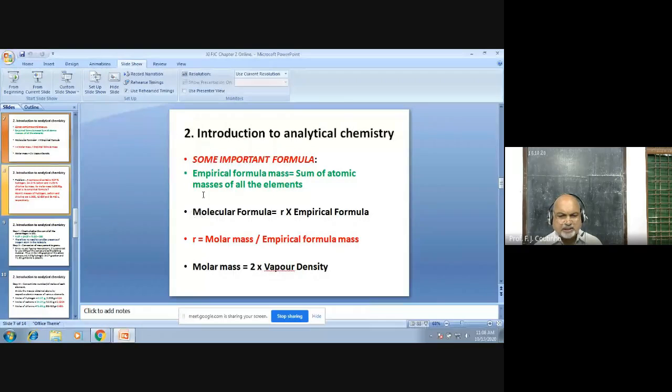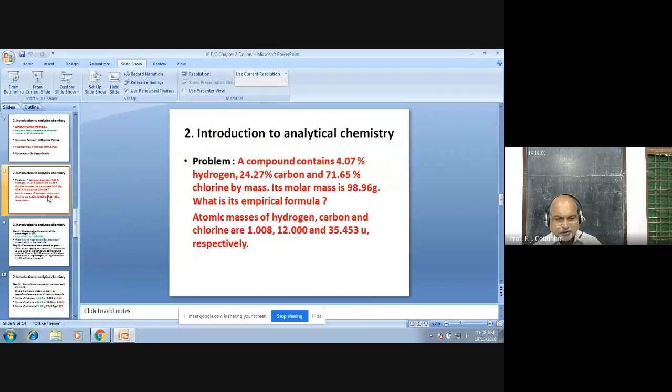Then molecular formula is equal to R into empirical formula, where R is any number. Now this value of R can be determined by molecular mass upon empirical formula mass. So molecular mass or molecular weight upon empirical formula weight. And the fourth relationship is molecular mass is equal to twice vapor density. So if the vapor density is given, you can find out the molecular mass. So we'll go to the numericals.